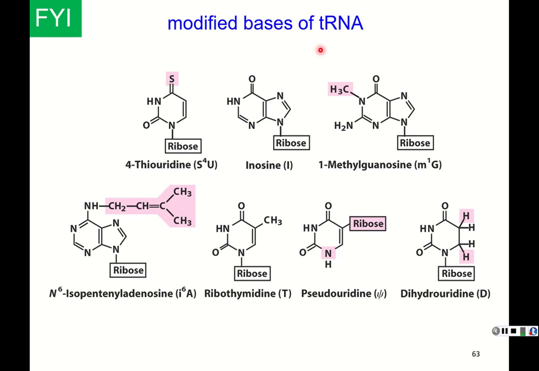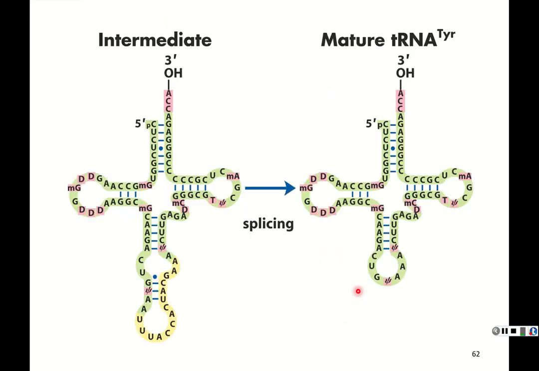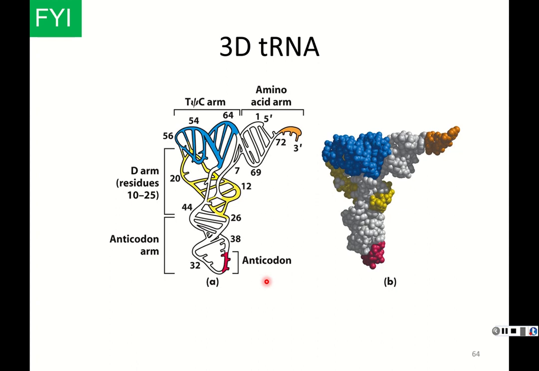There are modified bases in tRNA, and no, you don't need to know these for this class, but here they are. There are quite a few of them. Pseudouridine is one that stands out to me, and you can see those here in pink in this diagram. Those are all the modified bases. A 3D picture of a tRNA is shown here. The important regions to note are the amino acid arm, which is going to bind your amino acid, and the anticodon, which is going to read the particular 3 nucleotide sequence called a codon in the messenger RNA. That's going to line up with that and determine what amino acid is next in that protein.